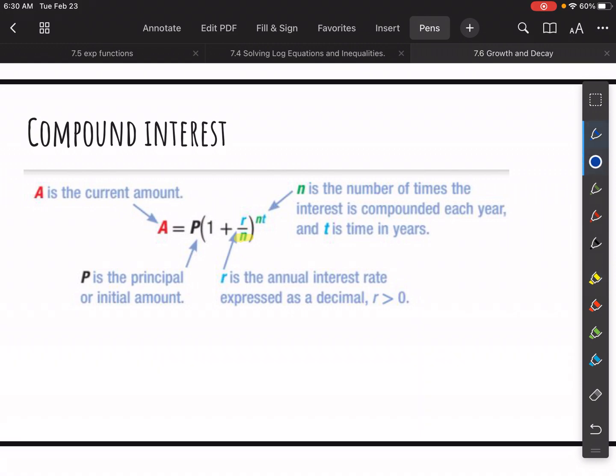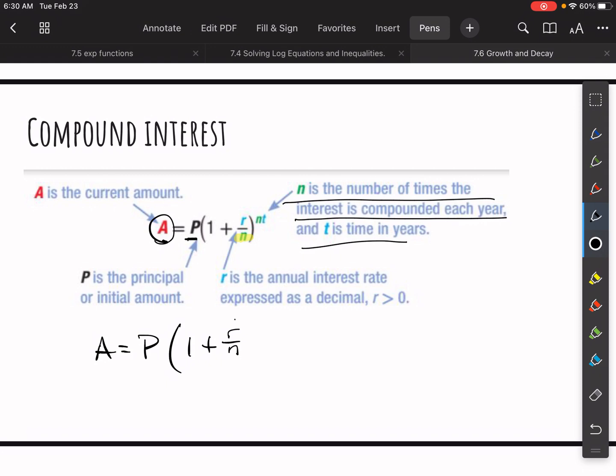Okay, the letters changed a little bit. We said now that A is the current amount, is equal to the principal. Okay, that's the original amount that we put in. So P is the original amount we put in, times 1 plus r. r is the rate as a decimal, over n. n is the number of times that the interest is compounded each year. All to the nt power, so n times t power.